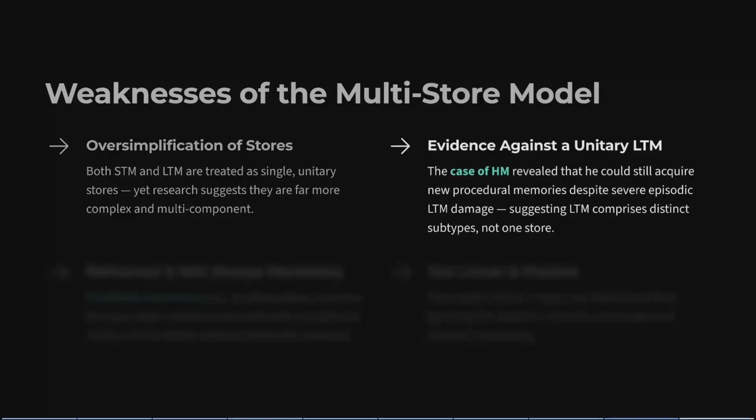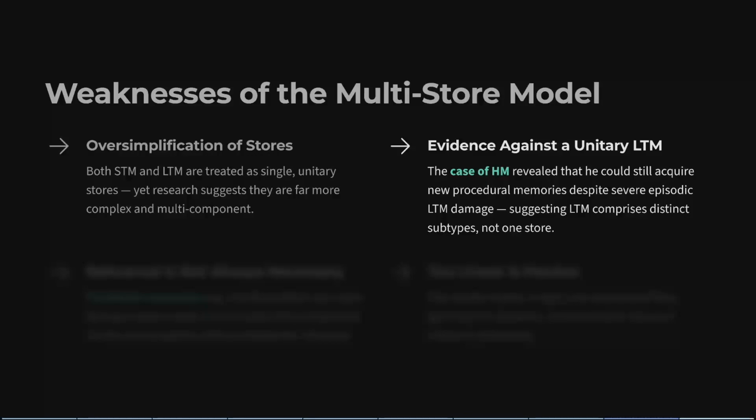Now, we used HM as a strength on the last slide, and here is a sophisticated evaluation point that will impress any examiner. HM is actually both a strength and a weakness for the model, depending on what aspect you focus on. As a strength, we said his case shows short-term memory and long-term memory are separate. Well, that's good. But as a weakness, his case shows long-term memory is not a single unitary store. Despite having no ability to form new episodic long-term memories, HM could still learn new procedural skills.